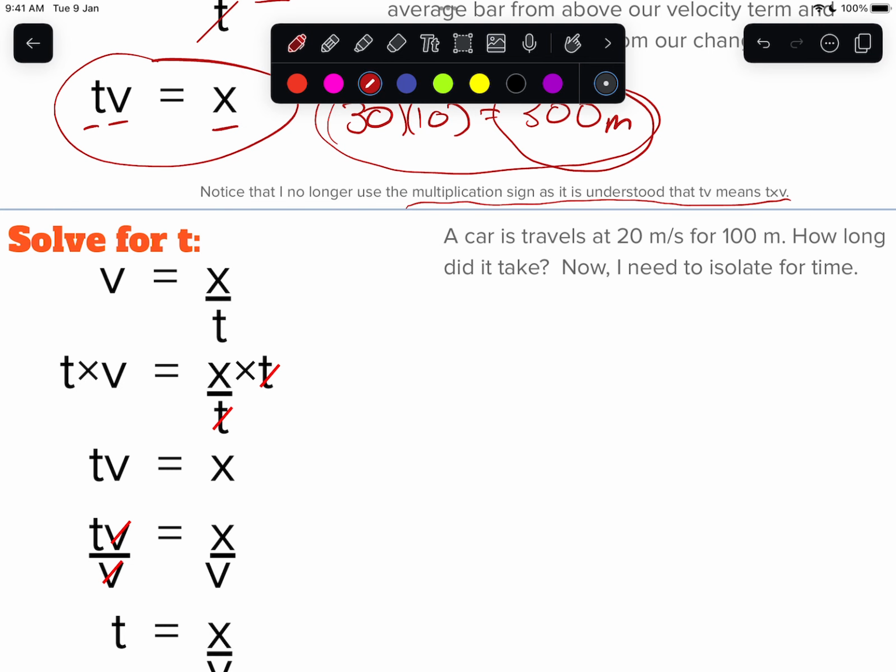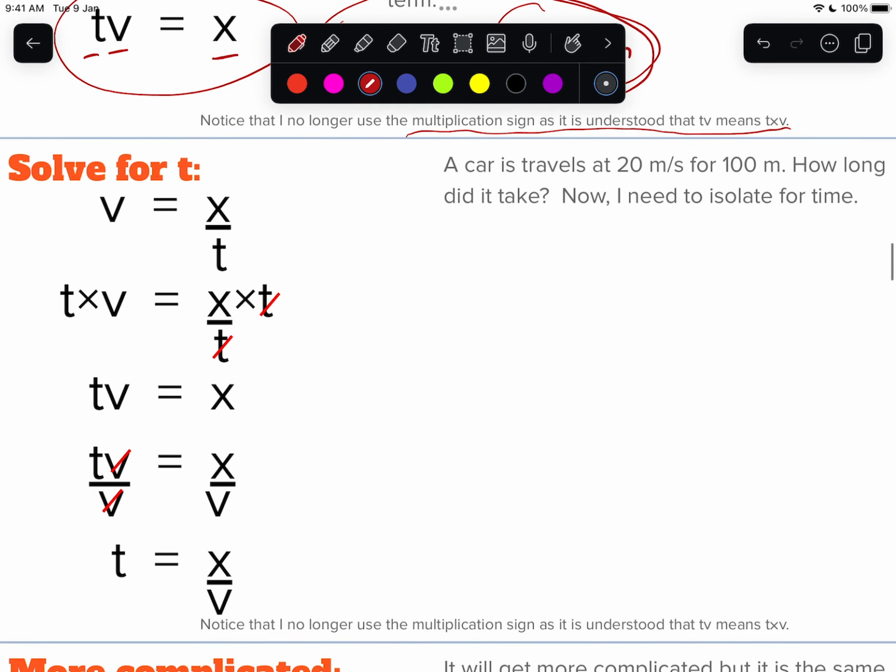All right, a car travels at 20 meters per second for 100 meters. How long did it take? Now I need to solve for time. So I'm using the equation from the equation sheet, which is this one. Then I'm going to multiply time on both sides to get time isolated. Then I've got this v over here, and I need to get t by itself. So then I'm going to divide both sides by v, and those cancel out. So I get t is equal to x over v.